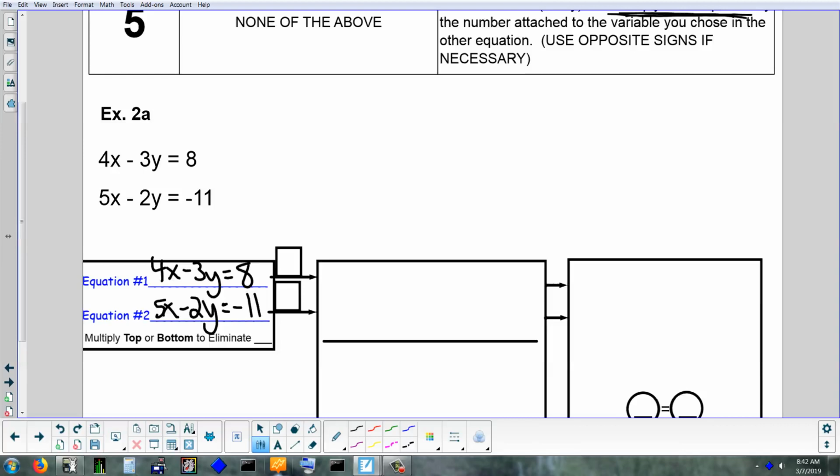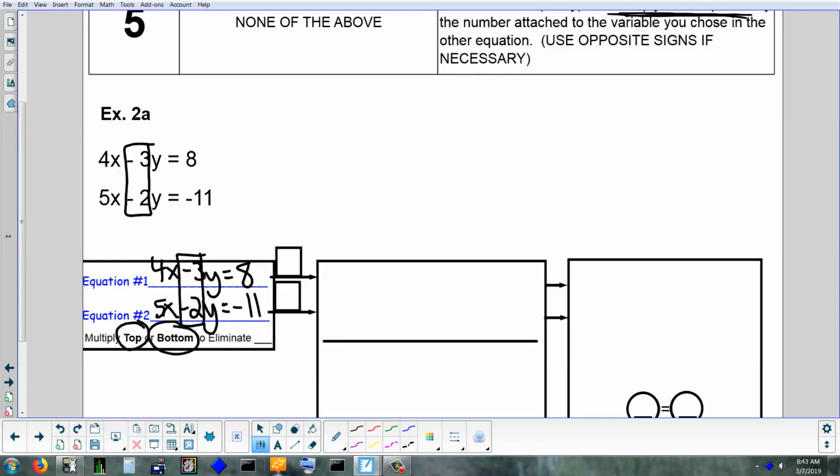So it said to choose the smaller pair of numbers. Are the numbers with the x's smaller or are the numbers with the y's smaller? The y's, right? So I have negative 3 and negative 2. So I'm going to multiply the top and the bottom. If I've identified the y's, what am I eliminating?